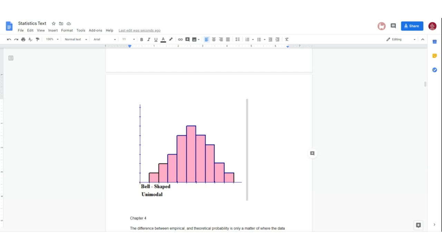Now, obviously, if we know that it's normally distributed, then we can use the empirical rule. Let me pump that back up for you.